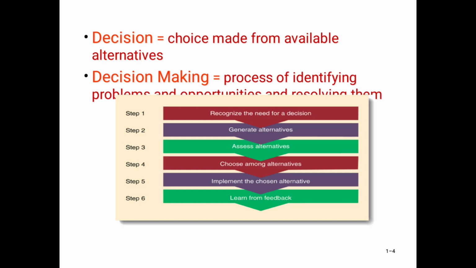The decision making process is a human process. The manager of an organization decides what he thinks is best to do among the various alternatives. Decision making is a blend of thinking, deciding, and acting. The steps of decision making are: first, recognize the need for a decision; second, generate the alternatives; third, assess the alternatives; fourth, choose among the alternatives; fifth, implement the chosen alternative; and the last, learn from feedback.